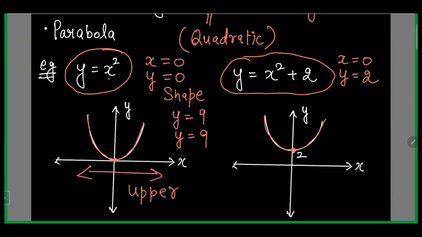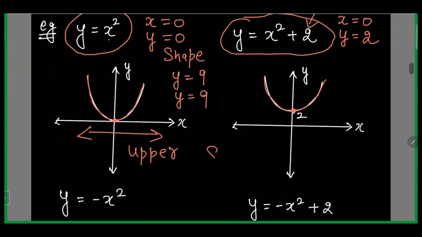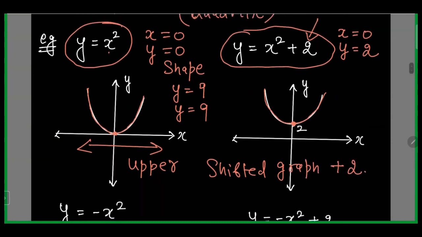So what did this 2 do to the graph? What is the effect of this 2? So this 2 only shifted the entire graph. So this 2 shifted the graph by plus 2. So you can actually see that if you add 2 in your value of y, everywhere your graph will go up, and the first graph will be shifted by plus 2 in the plus y axis. Okay, so that is how we make a graph of y equals x square plus 2.